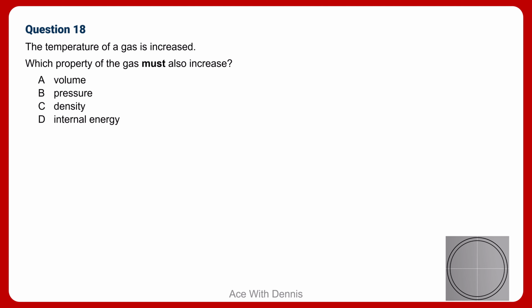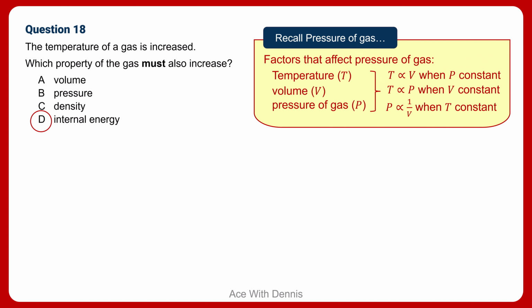The answer is D. Internal energy. This question is also related to the concept that we have discussed in question 17. From here, as you can see, when the temperature changes, the volume doesn't necessarily have to change as well, because it can be constant. Similarly, the pressure can also be constant when the temperature changes. Therefore, A and B are not the answer.